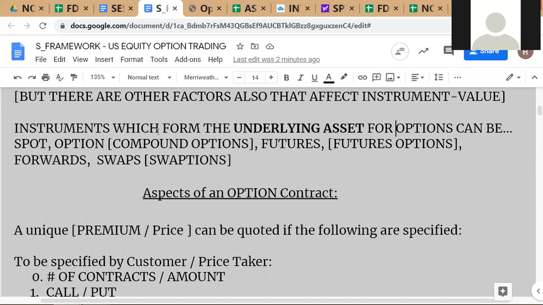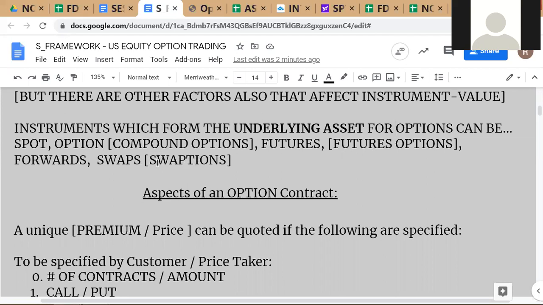As I said, you can read about compound options in my book. You can find it in the finance reference. Compound options, it could be futures, which are called futures options. It could be forwards, okay? It could be swaps. In the case of swaps, these are called swap options or swaptions. These also you can read about in my book.